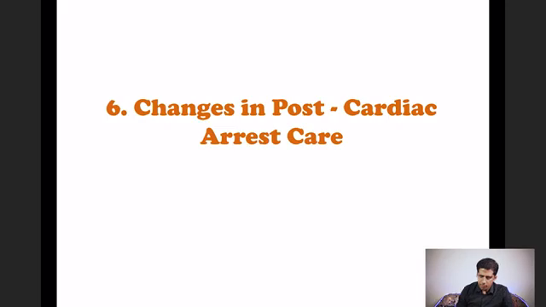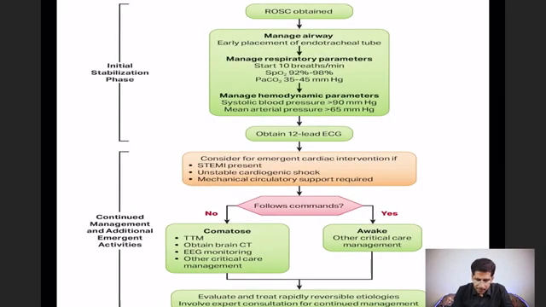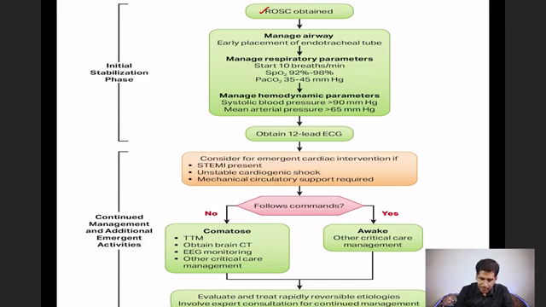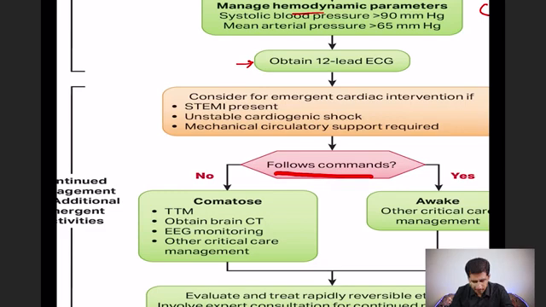Changes in cases of post-cardiac arrest care. So this is an algorithm for post-cardiac arrest care. Obviously, whenever you have resuscitated a patient, there must be a ROSC, that is return of spontaneous circulation. After that, you have to manage like ABC: manage airway, breathing and circulation. That means the hemodynamics of the patient. Then check the ECG of the patient. After checking everything, you see the neurological status of the patient, whether the patient is following commands or not. If not, that means the patient is comatose.